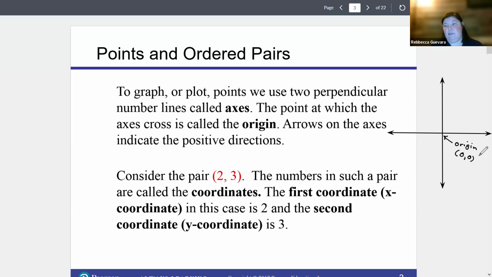So what we call this one here, this vertical axis, we call it the vertical axis. This is what we call the y-axis. This horizontal axis, we call the x-axis.